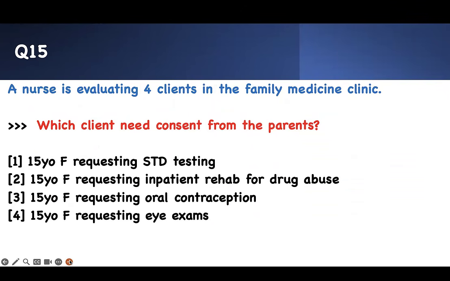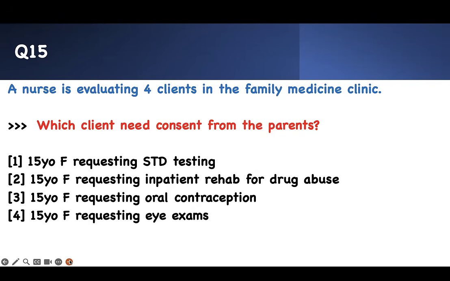Number 15. And this is evaluating clients in the family medicine clinic, Prioritization 101. This, you have to write it down. I want you to take a paper so that when you see a question like that, you can master it. Which client needs consent from the parent? You have to know which patient needs consent regarding certain situations. This is fundamentals that it's very important to know.